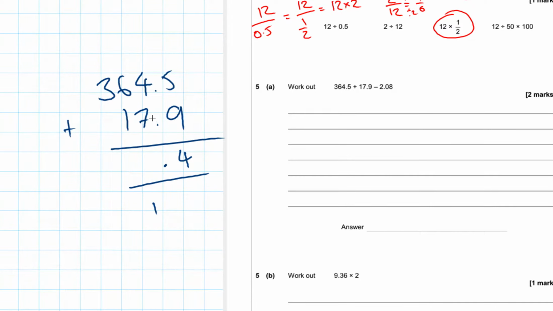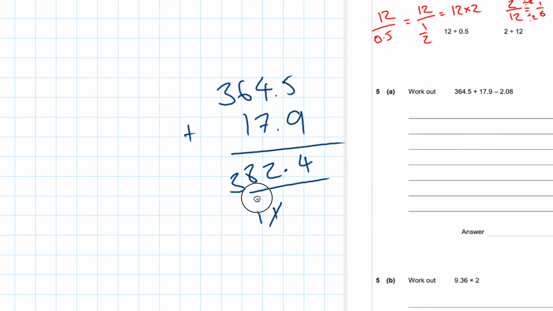Then we do 4 plus 7 plus 1 here. So that's the same as 4 plus 8, which is 12. So we've used our 1 up here. We put a 2 here, and we carry a 1 over to our 10's column. Then we do 6 plus 1 plus 1, which is the same as 6 plus 2, which is equal to 8. And then we've got 3 here, so 382.4. Then the next step is then we need to subtract away 2.08.